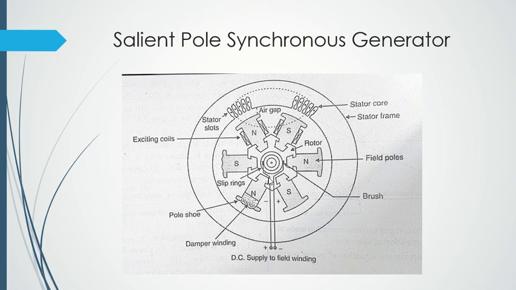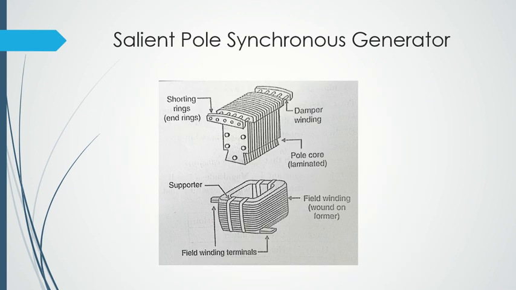I think it would be better to demonstrate it with the help of an animation so it will be clearer to you, but right now I only have this picture for you. I think this image may help you. Let's now discuss the damper winding. Damper winding, or you can call it damper bars as well, is very short in this case, and it is also made up of copper only.